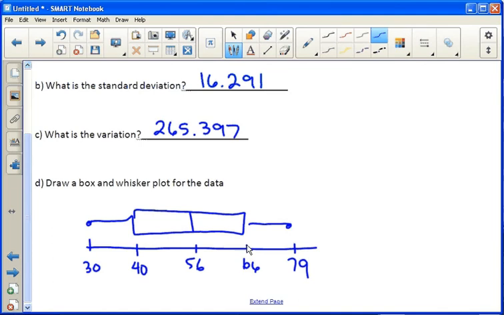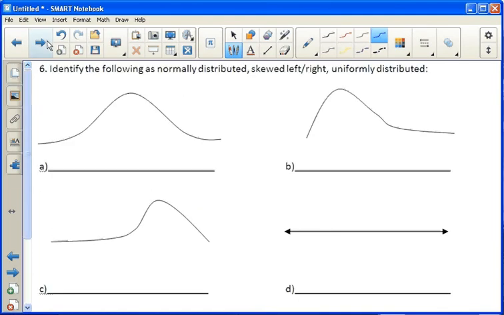Okay, number 6, identify the following as normally distributed, skewed left or right, or uniformly distributed. This first one, A, is uniformly distributed. It's symmetric. It looks like a bell, so that's uniform. Oh, no. So sorry. Not thinking. This first one is normally distributed. Anything that looks like a symmetrical bell is going to be normally distributed.